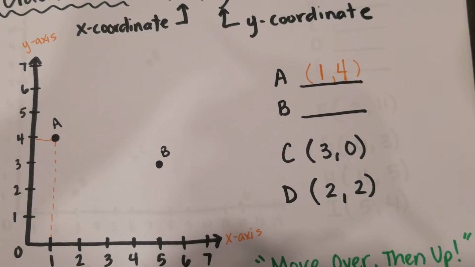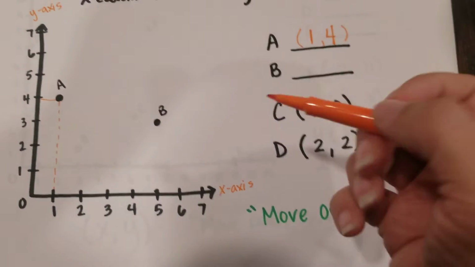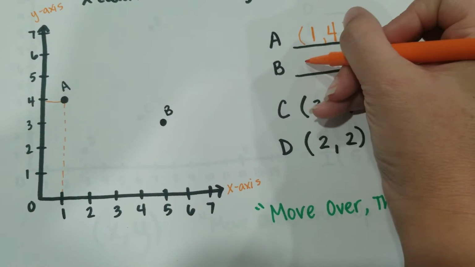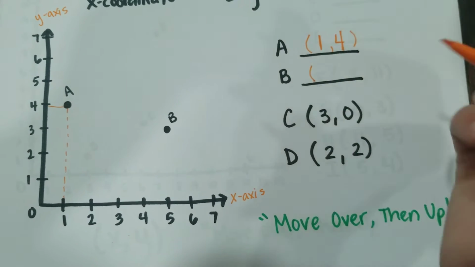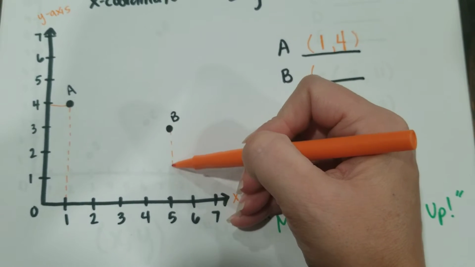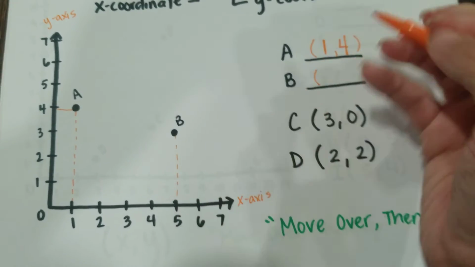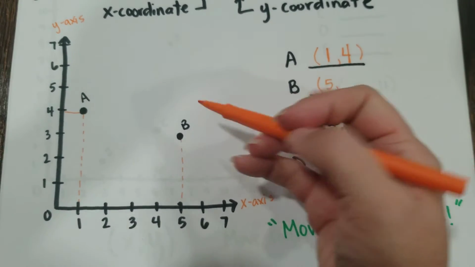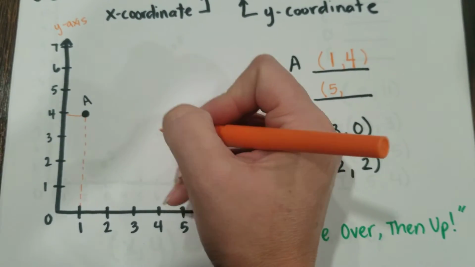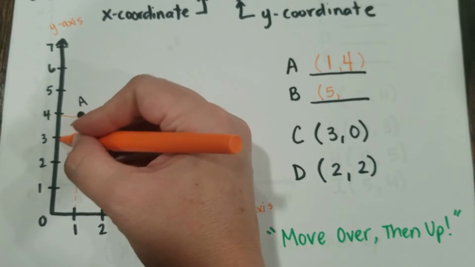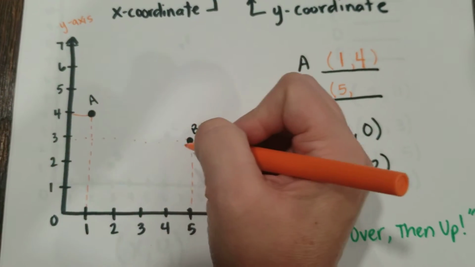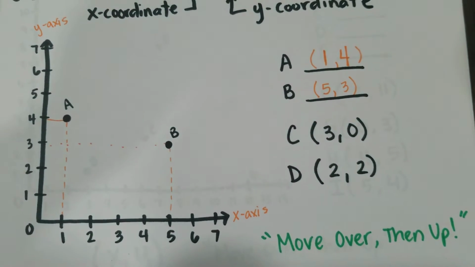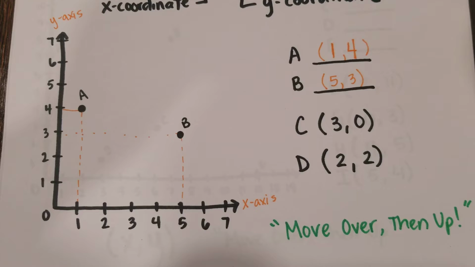All right. Okay, for B, if we look at the x-axis first, our first coordinate going down, so we always look at the x first, is 5. So our first coordinate is 5, comma. And then we look over at the y-axis second. If I go straight across, I'm at about 3 over there. So 5 comma 3 is our ordered pair for point B.